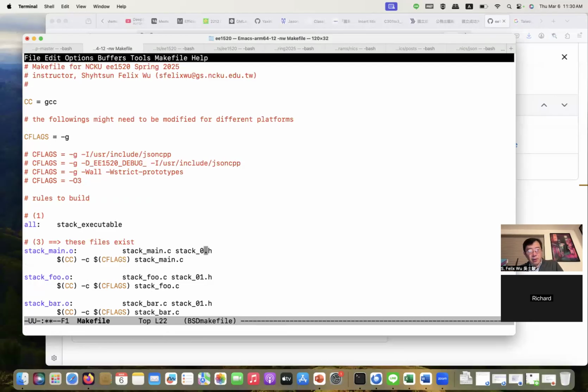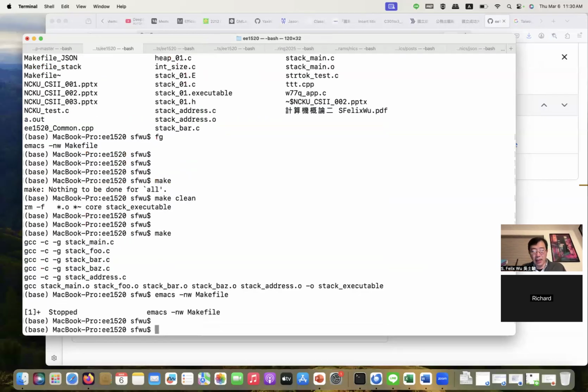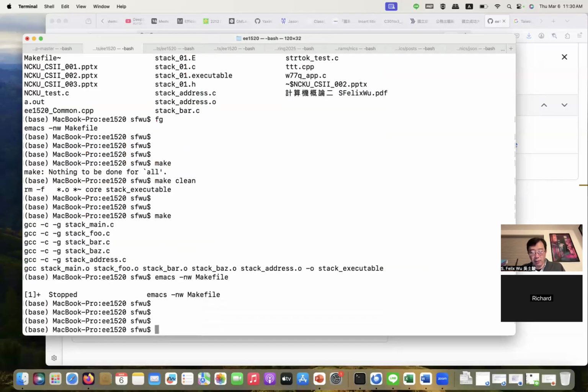However, now let me play around. I changed this stack_01 to stack_02. Let's change that to a different file. So now stack_02.h, number one, doesn't have a target, and the file stack_02.h doesn't exist. Okay, so it's neither a target nor exists. So now what should we do? If you run make, it's going to give you an error.